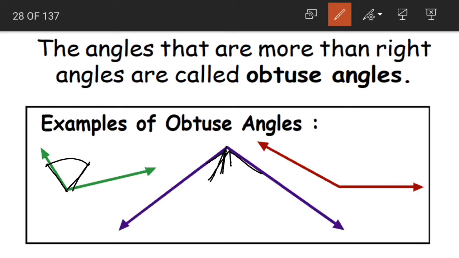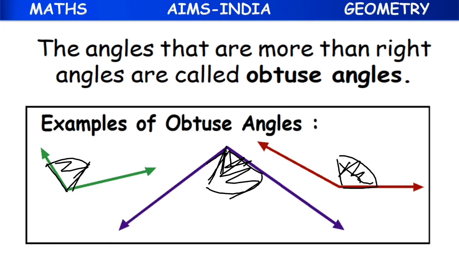Again here, this would be my right angle. This would be my right angle. So in all the three cases, the original angle is more than our right angle. So all these become examples of obtuse angles.